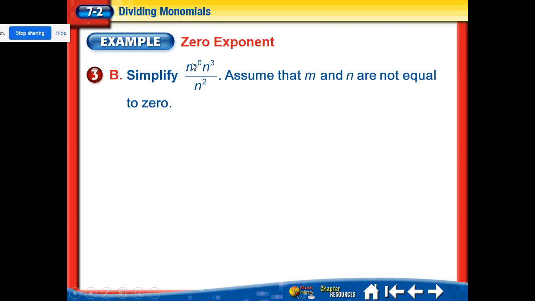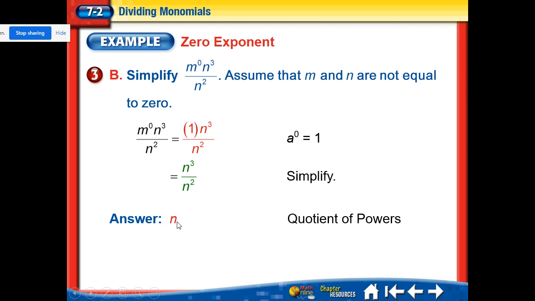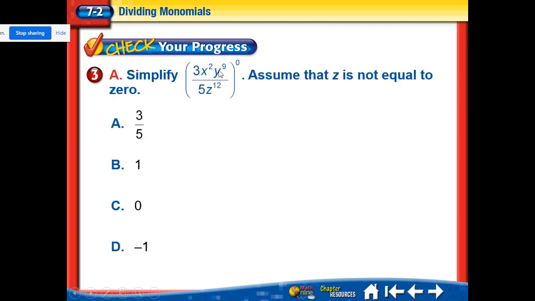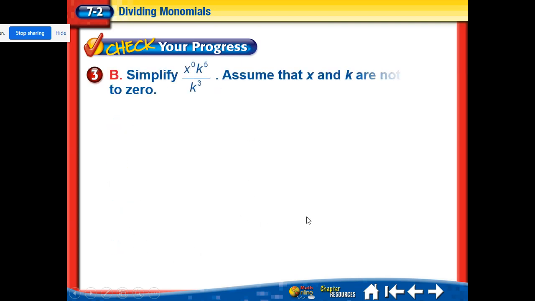Now here's one that we can simplify, m to the 0. That can just go away. We don't need that. N to the third and n squared. We're going to subtract those, and we just get an n to the first because 3 minus 2 is just 1. So again, anything to the 0 power is just 1. Here, the x cancels out, and the k, 5 minus 3, is just k squared.